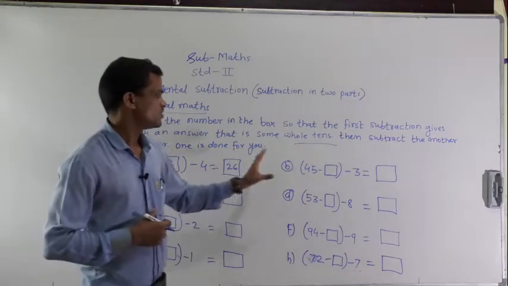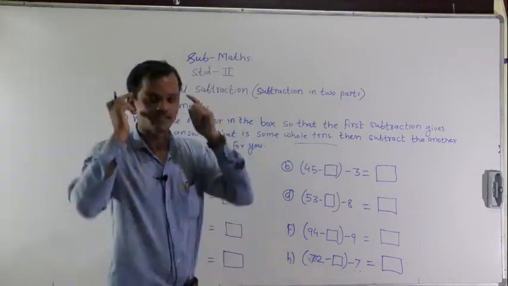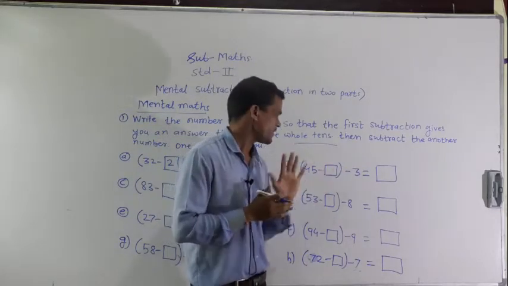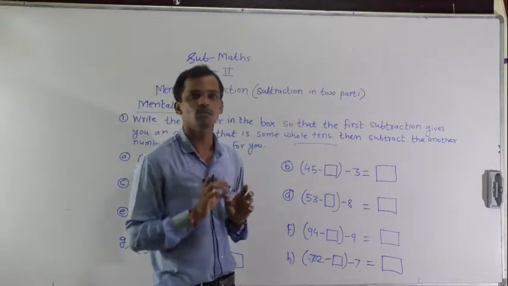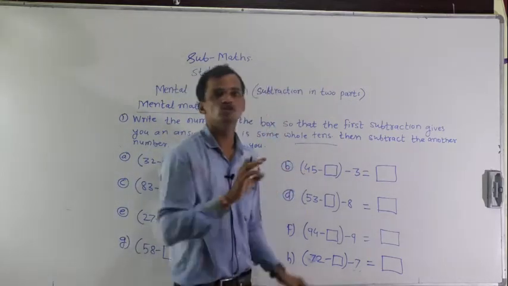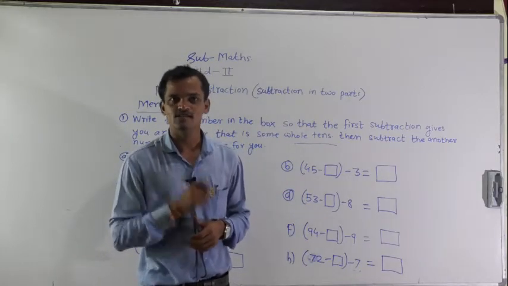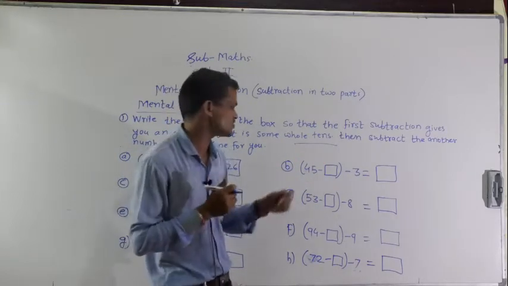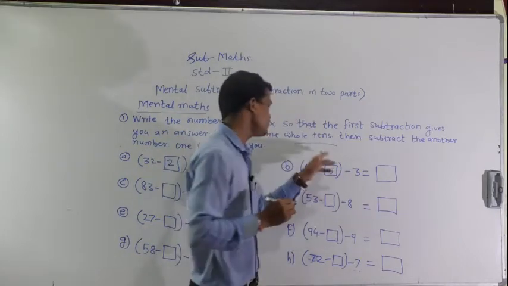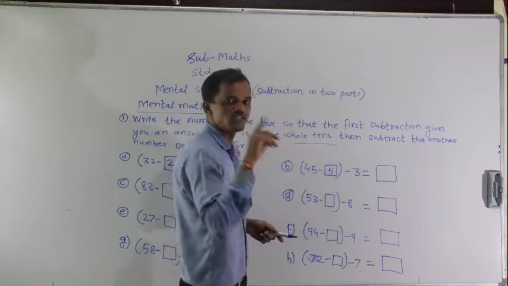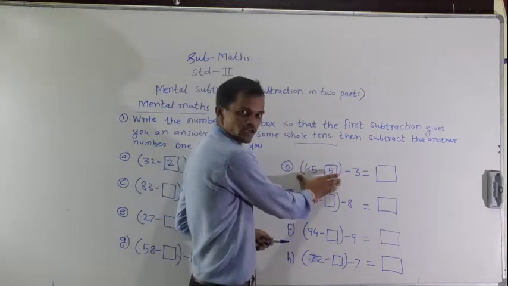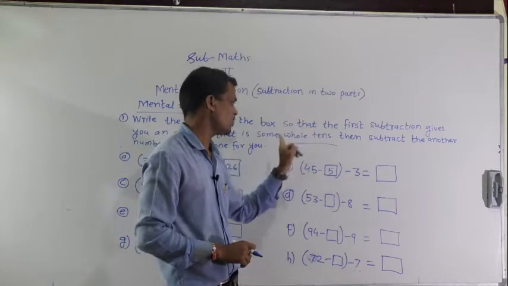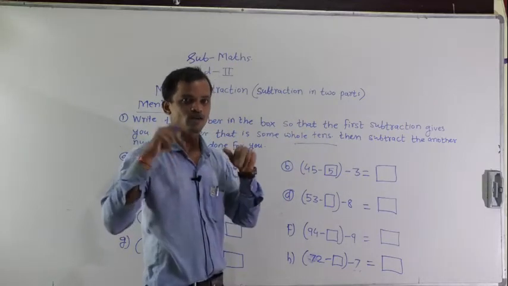Okay, here you have to do the subtraction mentally, just think and give the answer. 45 minus, here a blank place, and then minus 3. Which number should be subtracted from 45 so that you will get the whole tens? That is 5. If we subtract 5 from 45, we will get 40, and 40 is the whole tens. Then next step, subtract the next number, that is 3, from 40. Do the calculation in your mind.